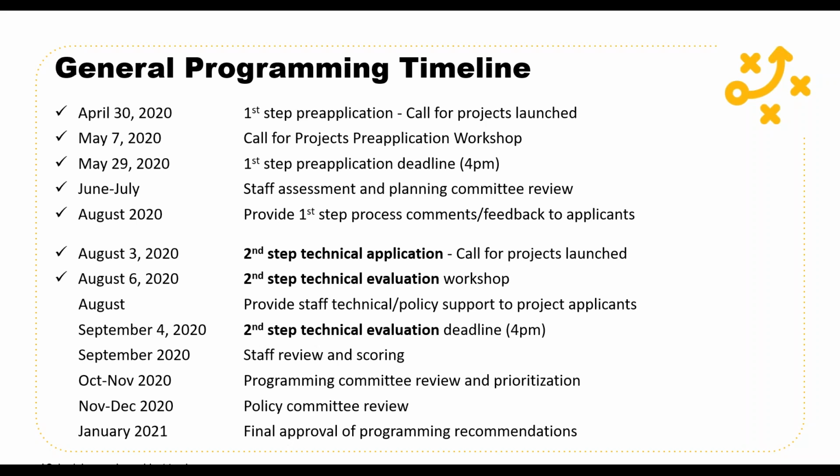Through September 2020, we'll be doing staff review and scoring of these projects. And then kicking off in October and November, we'll be doing our work with our programming committees to review all the projects and set about determining a prioritization for the projects. And then in November and December, we'll be taking all of this through our policy committees, which include the Air Quality Forum, the Total Transportation Policy Committee, and the MARC Board of Directors. And finally, everything will wrap up in January of 2021 with the final approval of those programming recommendations, and they will be incorporated into our Transportation Improvement Program at that point.